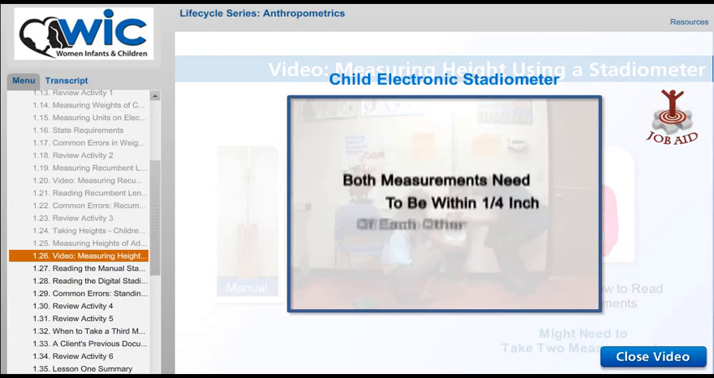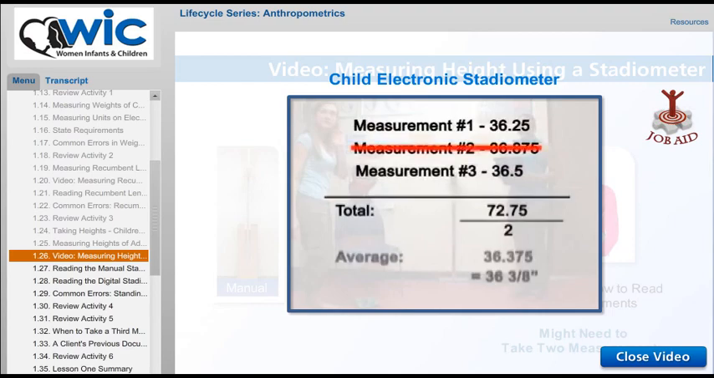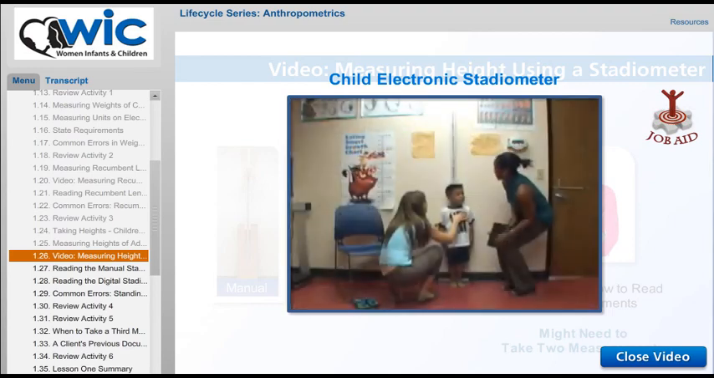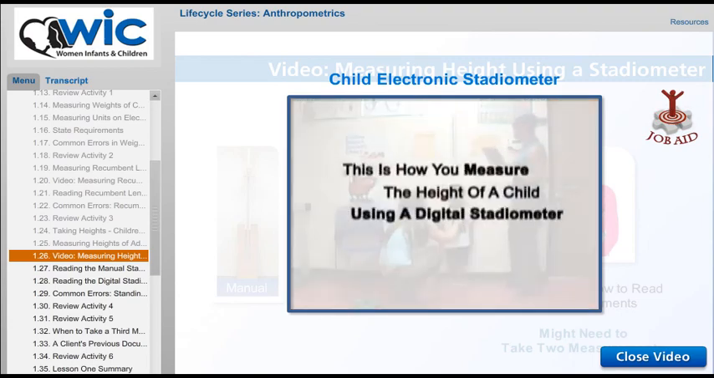These 2 measurements need to be within 1/4 of an inch. If they aren't, take a third measurement and use the average of the 2 closest measurements. This final value can then be entered in the computer system along with the date it was taken. This is how you take the height of a child using a digital stadiometer.